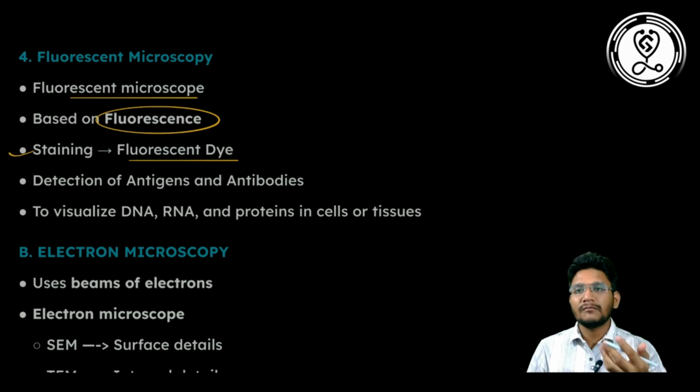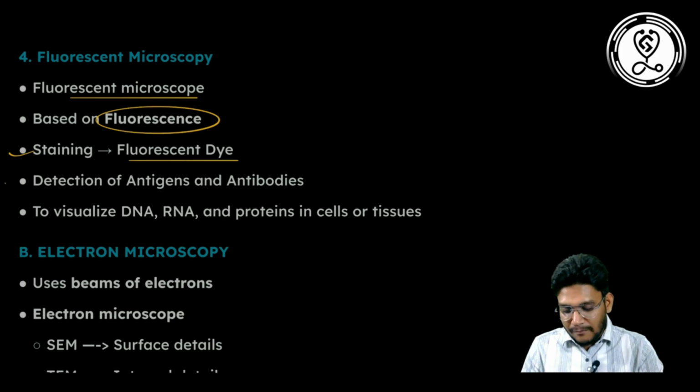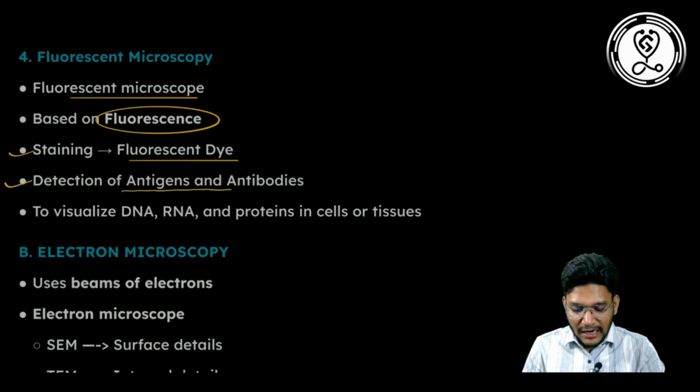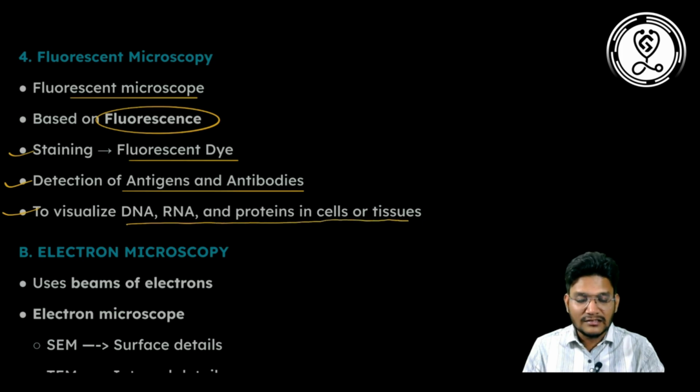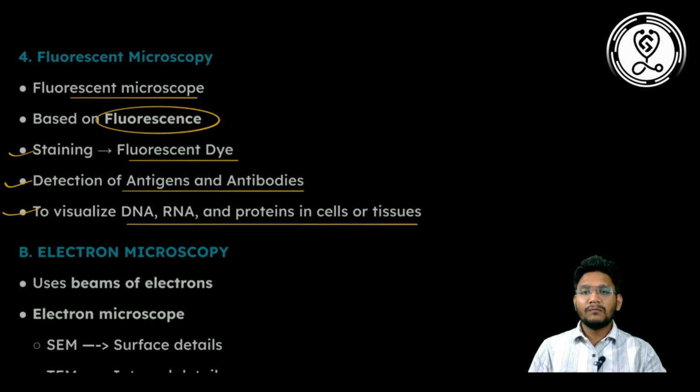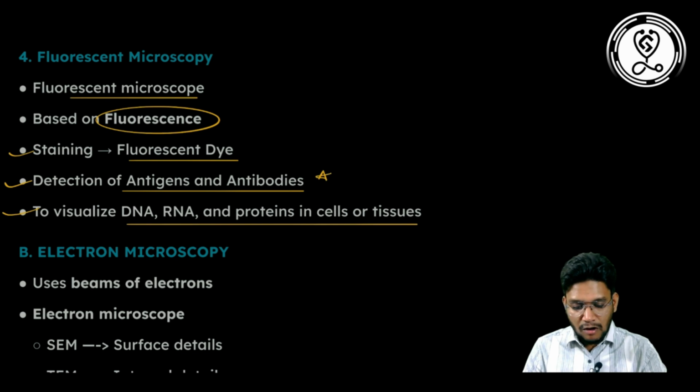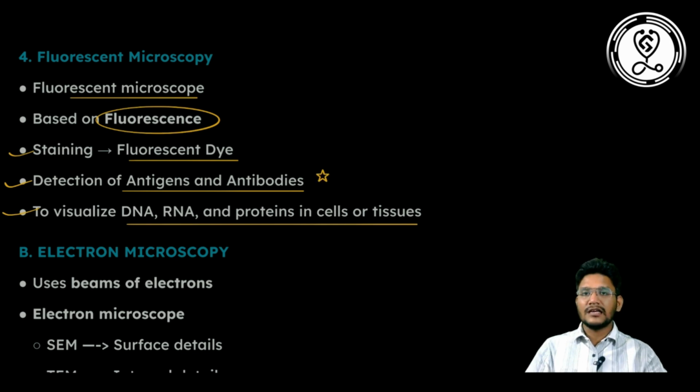So this is the fluorescent microscopy, and this microscopic technique is used mainly for the detection of antigen and antibody in immunology, and we can also use this technique to visualize the DNA, RNA, and proteins in a cell or tissues. Okay, so please remember the use of these microscopic techniques, right?